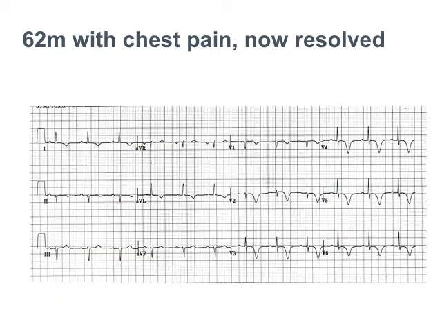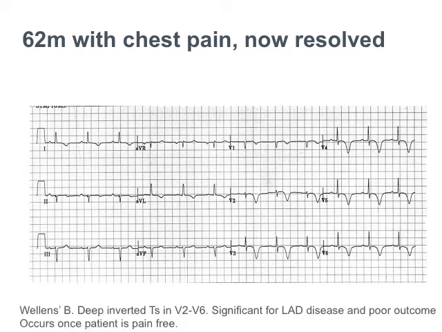So here's a 62-year-old fella, and this time, again, we're picking them up, and their chest pain is now resolved. So this is the Wellens type B. So again, similar issue that we have a high risk for very proximal left anterior descending disease and significant disease, bad outcome.